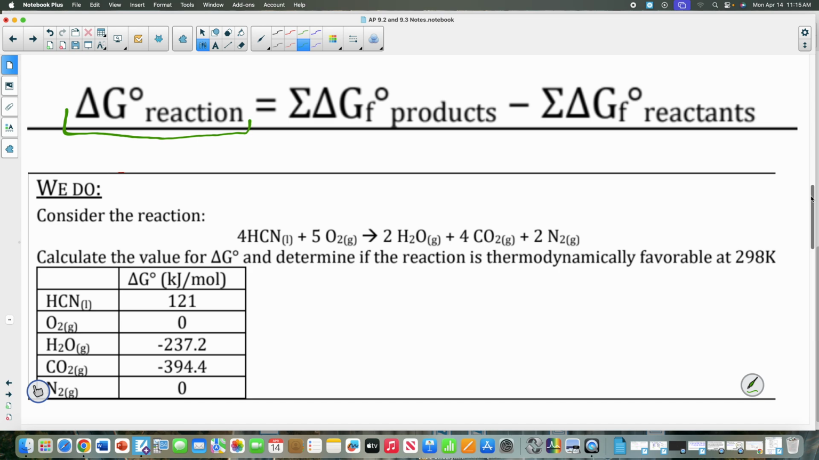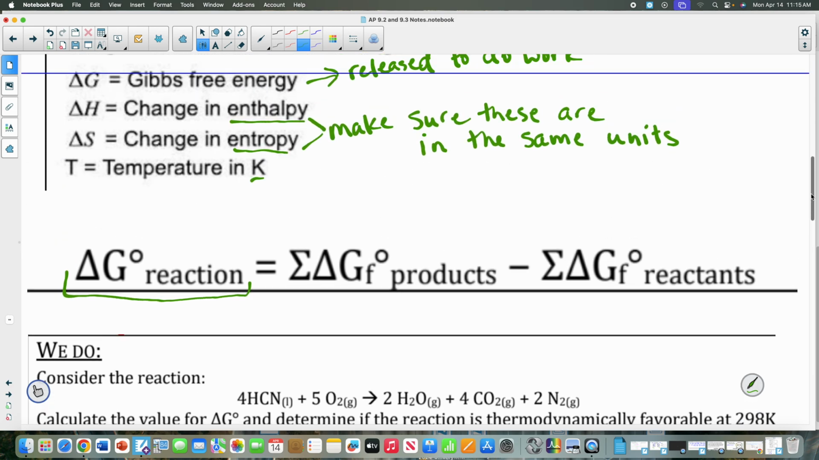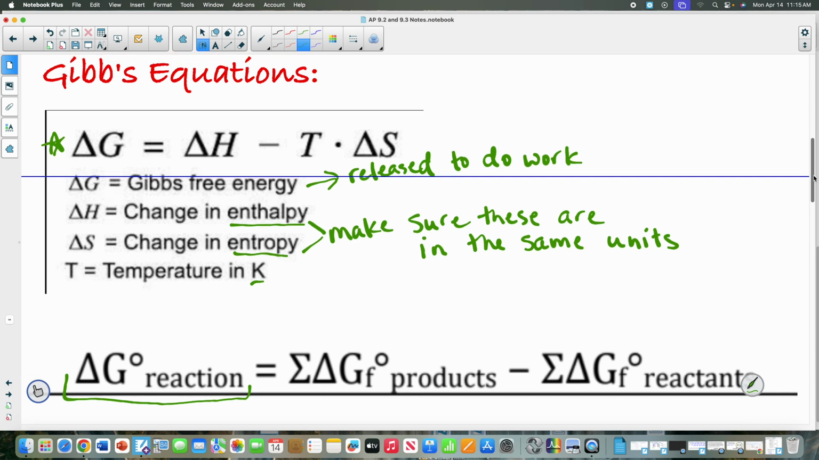Hi. Okay, consider the reaction. Oh, most important thing, right? What values for delta G are thermodynamically favorable? So when delta G is negative, that means we're releasing energy to do work. Okay, so when delta G is negative, the process is thermodynamically favorable.